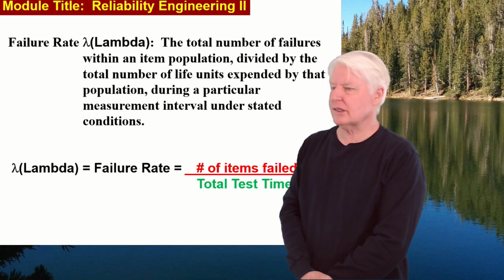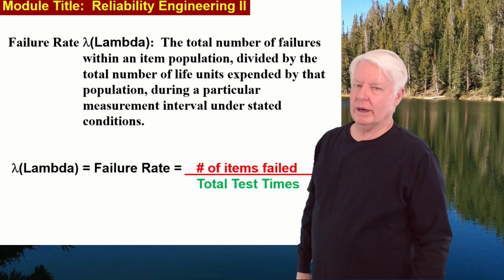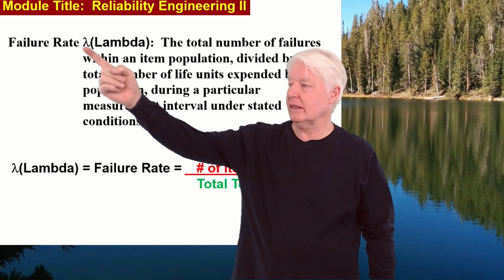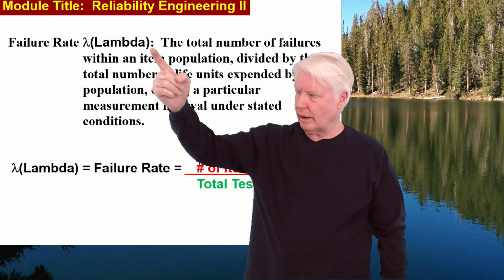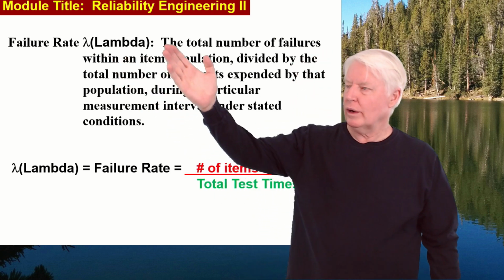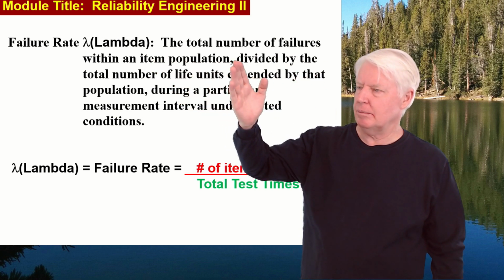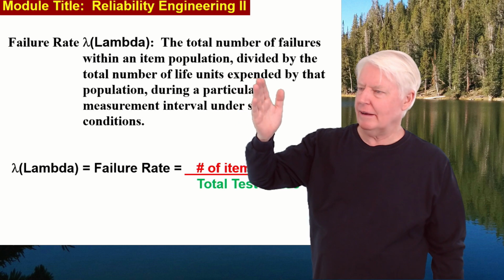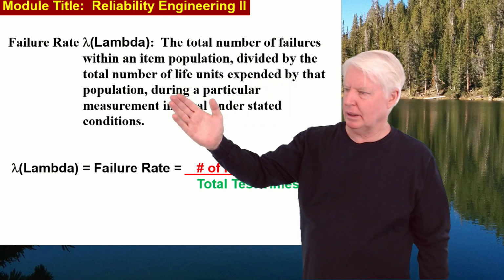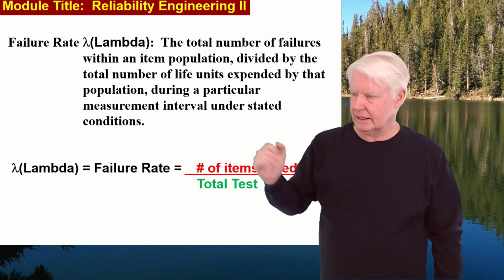All right, let's get started on our lecture today. We're going to talk first about failure rate. It's symbolized with a Greek symbol lambda, so oftentimes we refer to failure rate as lambda. What is lambda or failure rate? The total number of failures within an item population divided by the total number of life units expended by the population during a particular measurement interval under stated conditions.